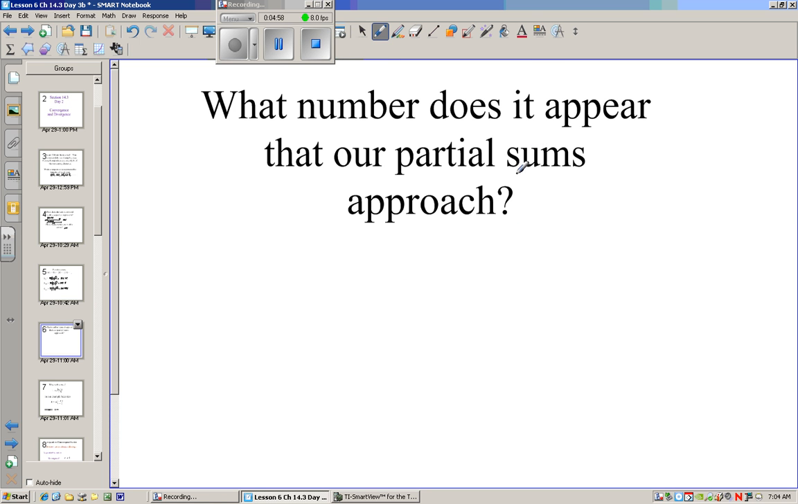So this asks what number it appears our partial sums approach. Eventually, they hit 200. And if I write this in limit notation, the limit as n goes to infinity of S of n is going to be 200.